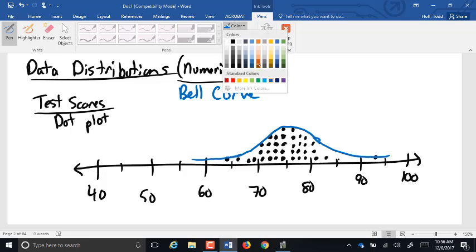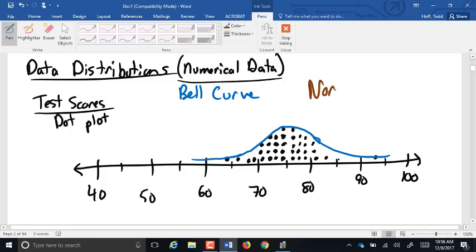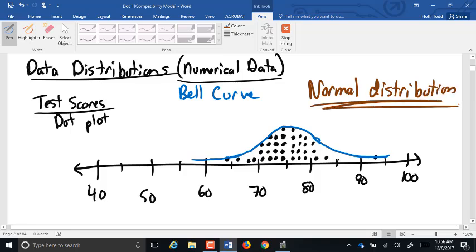The technical name for it is a normal distribution. It's called a normal distribution because in nature, that is the shape or the type of distribution that things normally take. The height of people, if you took 3,000 people, measured their height and plotted their height on a dot plot, you would get a bell curve like that, a normal distribution. Almost anything you can imagine in nature, if you take enough measurements and plot them, you'll get that bell curve.